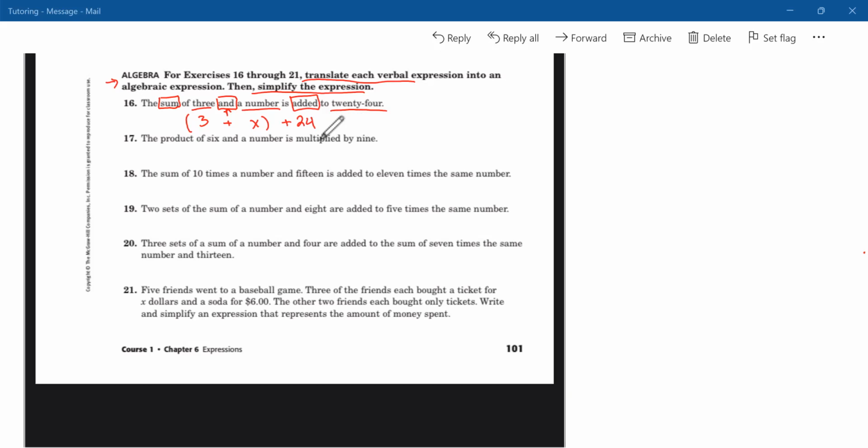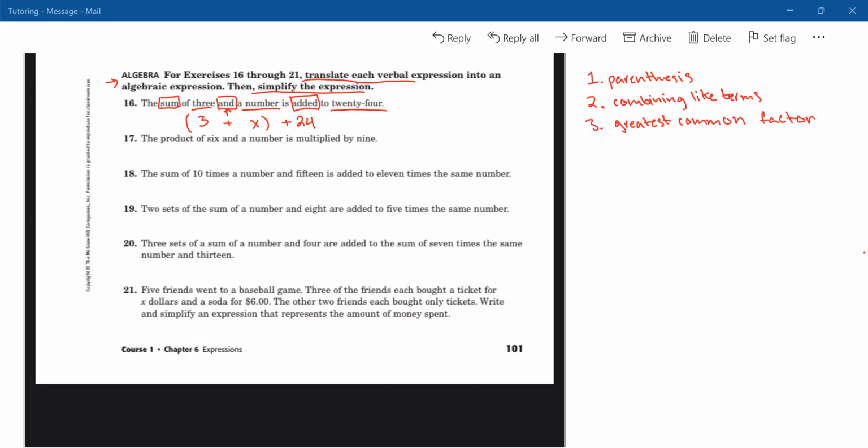Now we can simplify. So using our original process, which is first parentheses, then combining like terms, and finally looking for a greatest common factor, we can simplify this equation.